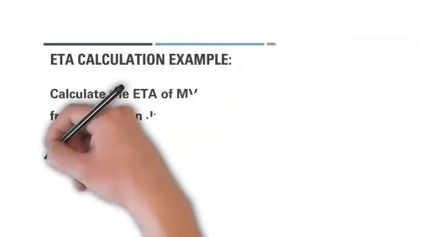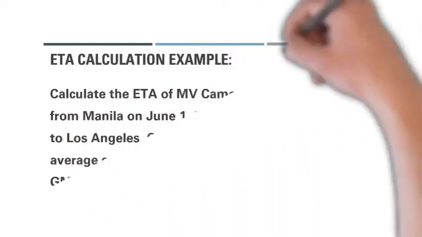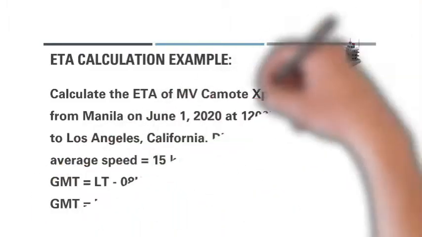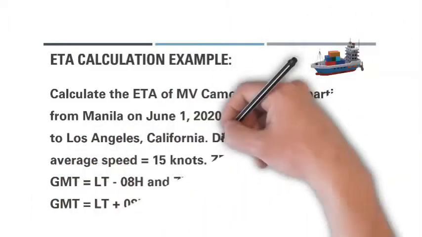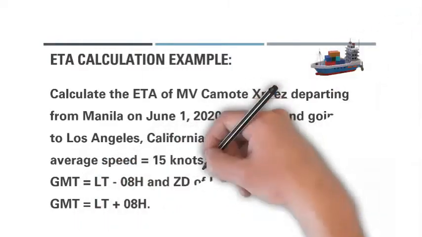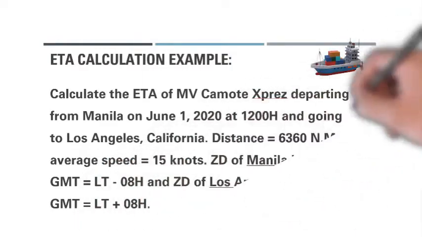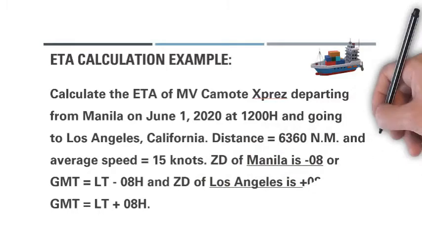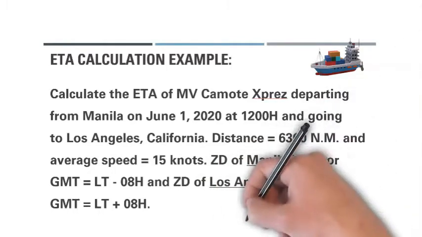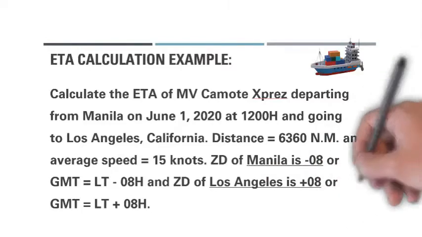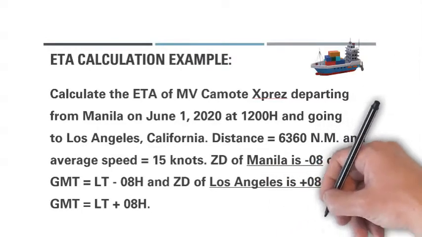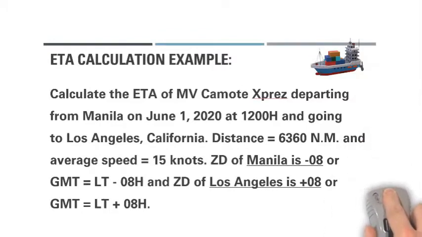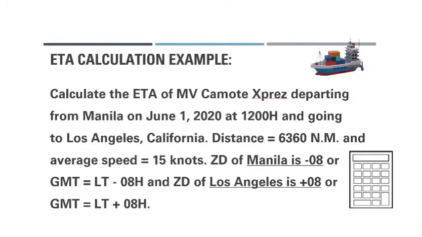Here is the problem. Calculate the ETA of MB Kamote Express departing from Manila on June 1, 2020 at 1200 hours and going to Los Angeles, California. Distance is 6,360 nautical miles and average speed is 15 knots. Sound description of Manila is -08 or GMT equals local time -08 hours, and sound description of Los Angeles is +08 or GMT equals local time +08 hours.